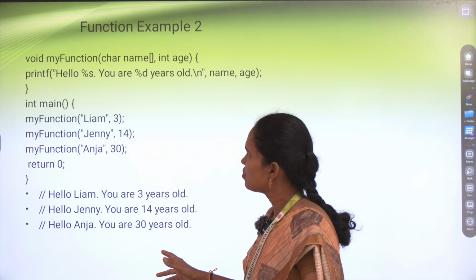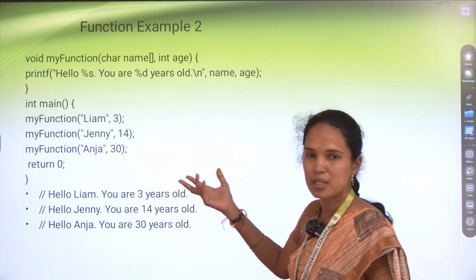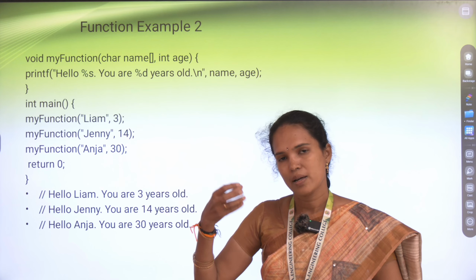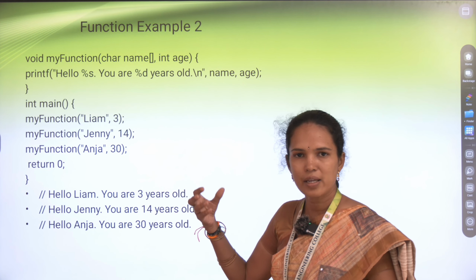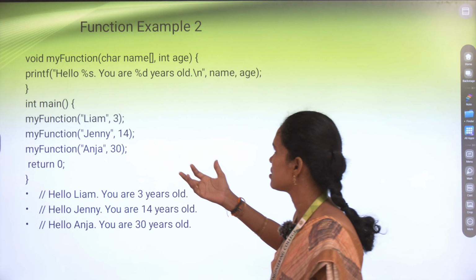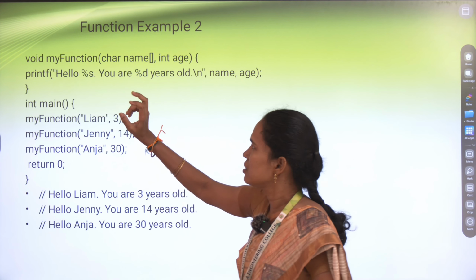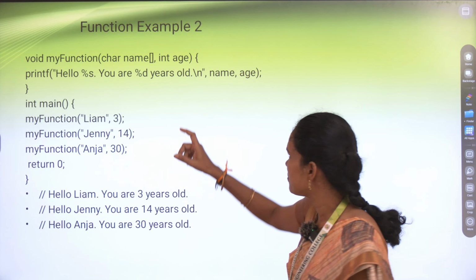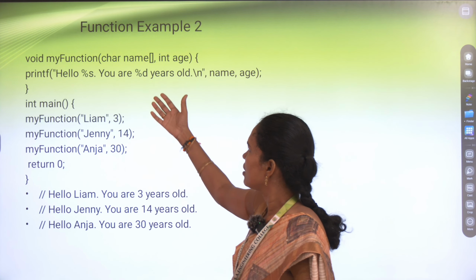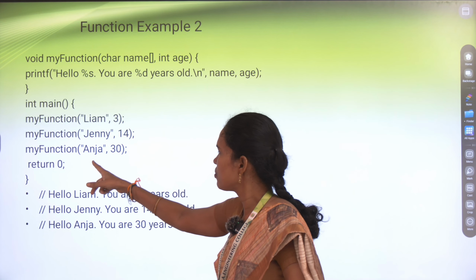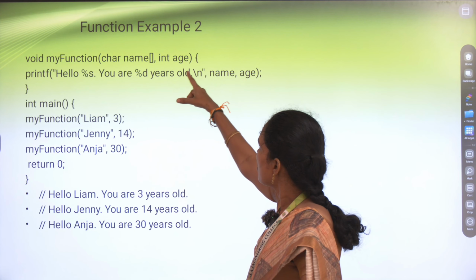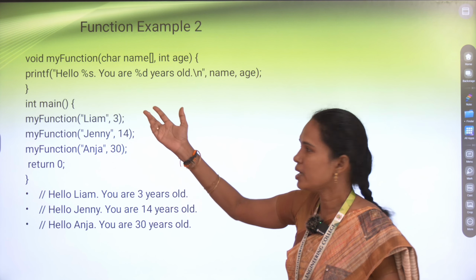So this is my example 2. Here I am passing multiple arguments. There we passed only one parameter, the character array name, and we passed three names as arguments. Here I am passing two parameters, that is multiple parameters. How can we pass them? Simply by giving name comma age. There I used only name, here I am using name comma age. That is how we can pass multiple parameters. The same way, like Liam comma 3, Jenny comma 40, and Anja comma 30. However many arguments you want, you can pass them inside the function.